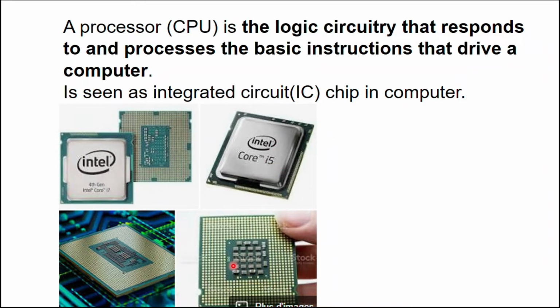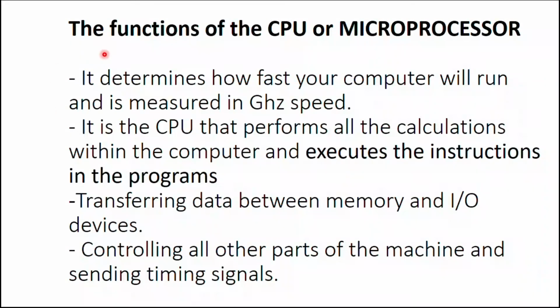Let's see the functions of the CPU or microprocessor. First, it determines how fast your computer will run, and is measured in gigahertz, say the speed. It is the CPU that performs all the calculations within the computer and executes the instructions in the programs. Next, transferring data between memory and input and output devices. Last, controlling all other parts of the machine and sending timing signals.